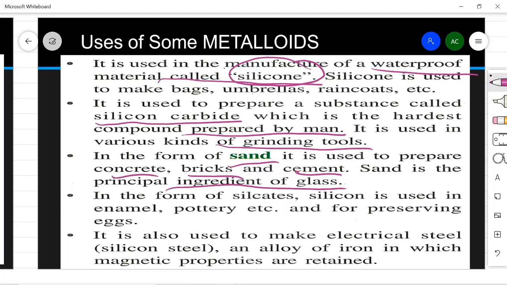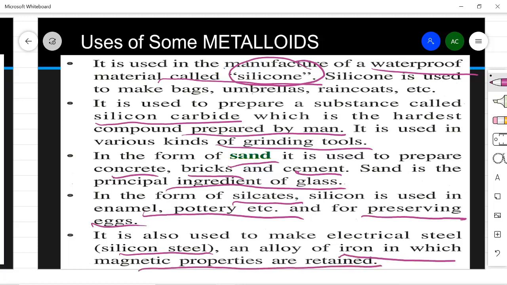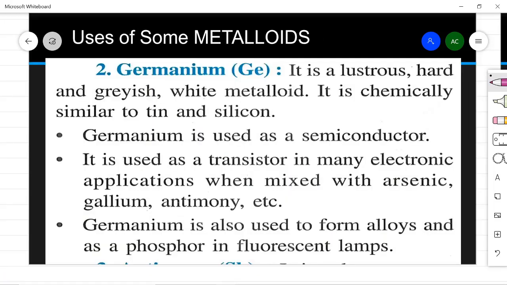In the form of silicates, the compound silicates, silicon is used in enamel, pottery, etc. and for preserving eggs. It is also used to make electrical steel, that is silicon steel, which is alloy of iron in which magnetic properties are retained. ऐसा alloy iron का जिसमें iron magnetic properties को retain करता है उसका नाम है silicon steel, which is alloy of silicon and iron.